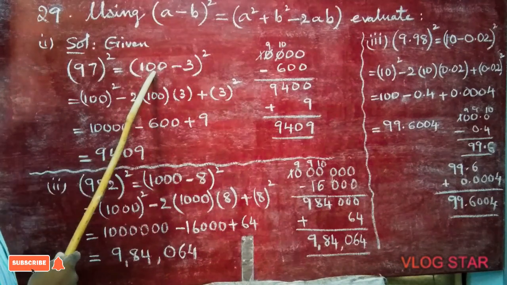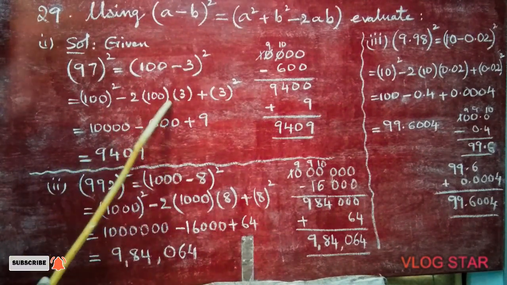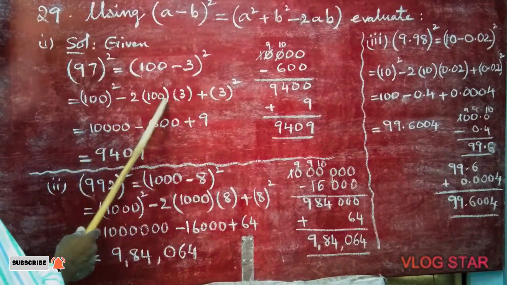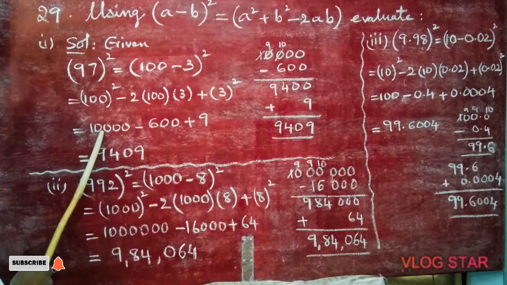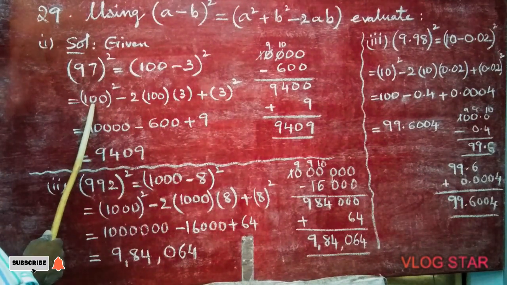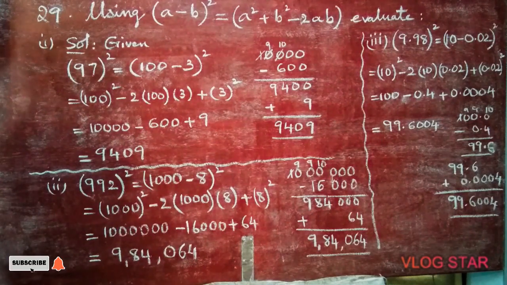Now it is in the form of the (a minus b) whole square formula: a square minus 2ab plus b square. 100 square minus 2 into 100 into 3 plus 3 square. 100 hundreds, 10,000. Otherwise, I told you the logic: 2 zeros are there, means again 2 more zeros will be there. In squares, no magic, just logic.